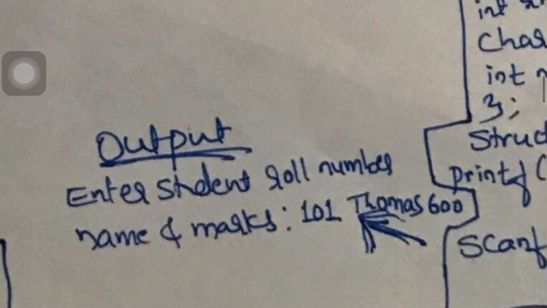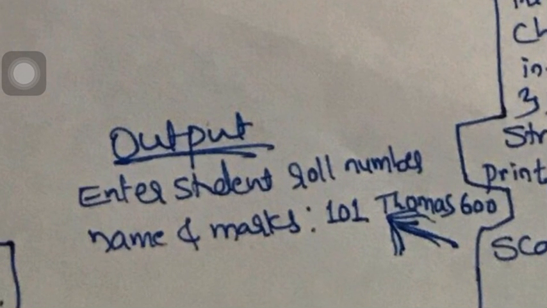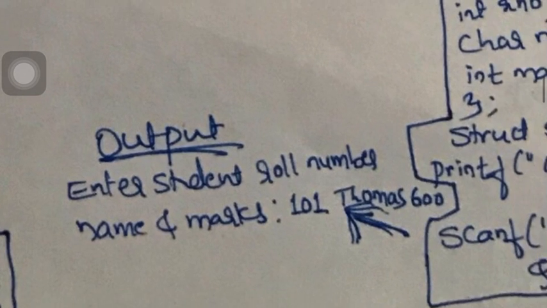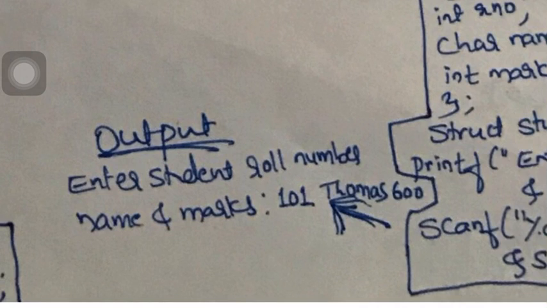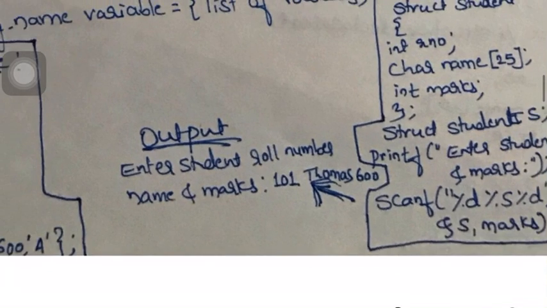You can see the output here. Enter student roll number, name and marks is printed on the screen using the printf statement, and using the scanf statement you are entering through the keyboard the roll number, the name and the marks.